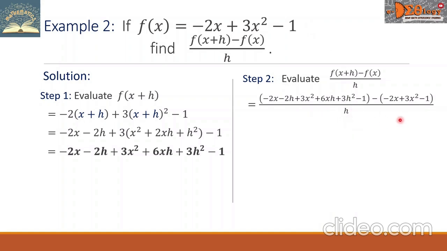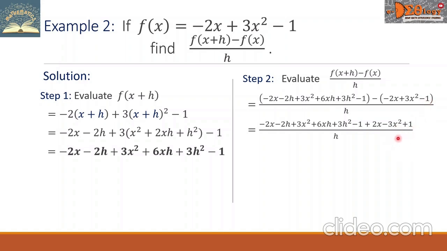Let us simplify further. Let's remove the grouping symbols respectively. In the first big group, we can directly remove the grouping symbol. But in the second group, because of the negative sign here, we need to change the sign of all terms inside the second group. So, the negative 2x becomes plus 2x. The positive 3x squared becomes negative 3x squared. The negative 1 becomes plus 1.